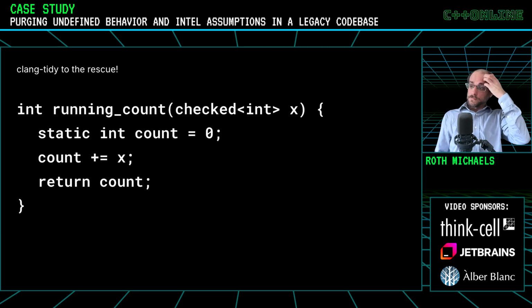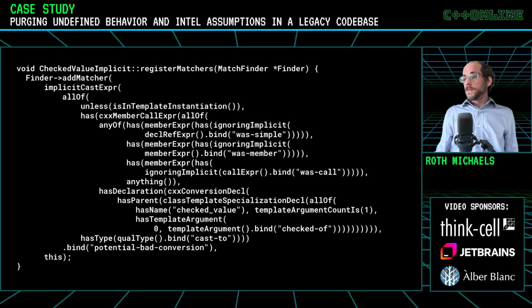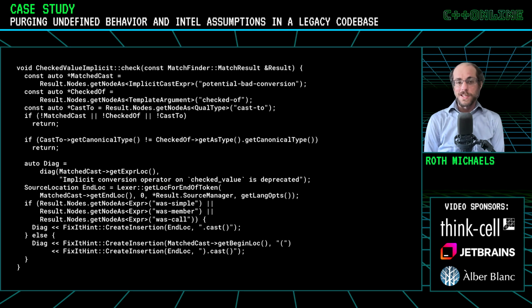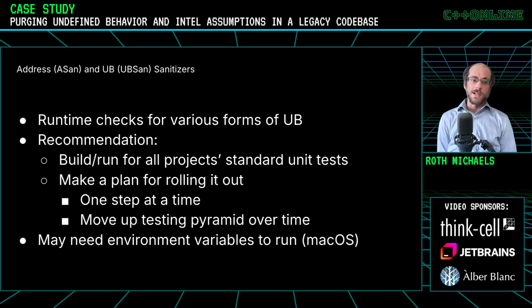And so we had a check for this. So instead of implicitly converting like this, we want everyone to use a cast. And this is what the clang-tidy matcher looks like. There are other great talks on how to do this. This is a lot of code we don't have time to get into. It's not super easy, but there are some good talks out there on YouTube from past conferences about writing clang-tidy checks.